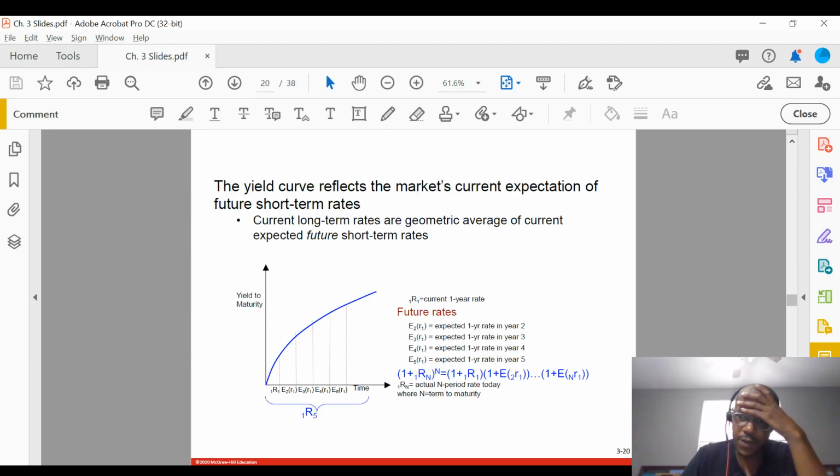Okay, and so this graph is meant to illustrate that, really. It's just that embedded in the 5-year is a 1 year. Notice the lingo here. It's the expected 1-year return in year 2, the expected 1-year return for year 3, and on. So in essence, the yield on the long term is the geometric average of all the expected short term.